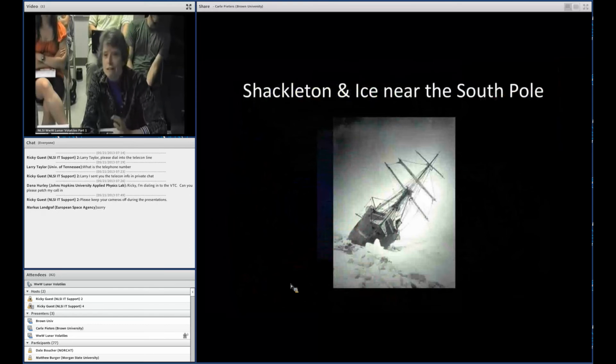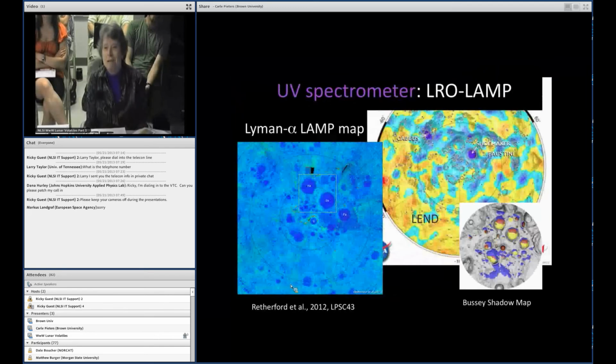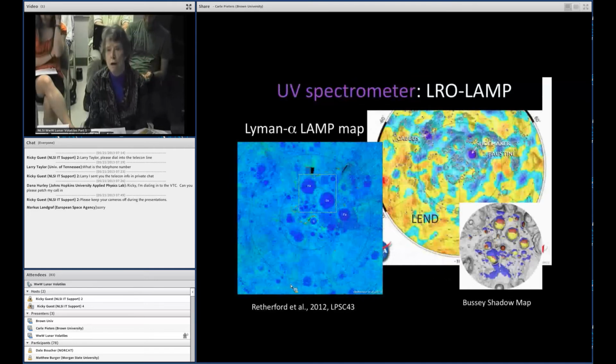Okay, well, of course, if you Google Shackleton or ice or the South Pole, this is what you get. So I thought I had to include this image. But let's now segue into some of the spectroscopy discussion. First of all, the UV spectrometer. This is, again, some of the Lyman alpha maps that they've been able to put together from the Lyman alpha measurement. And again, I compare it with both the LEND and the optical shadowing measurements, so you can sort of see where you are.